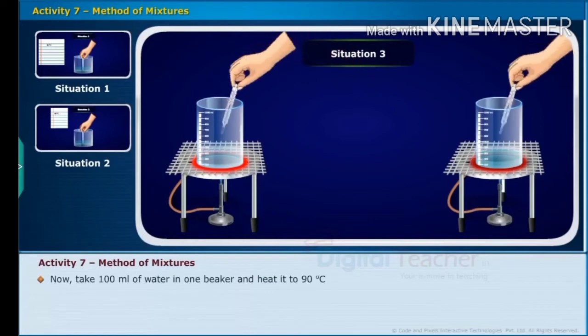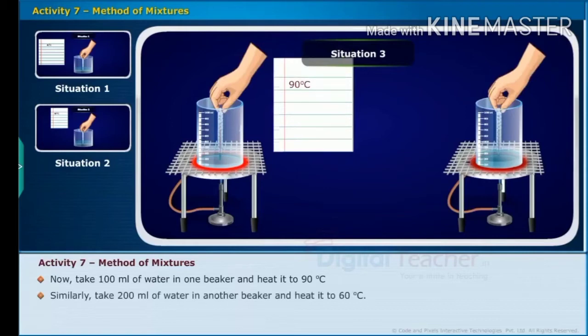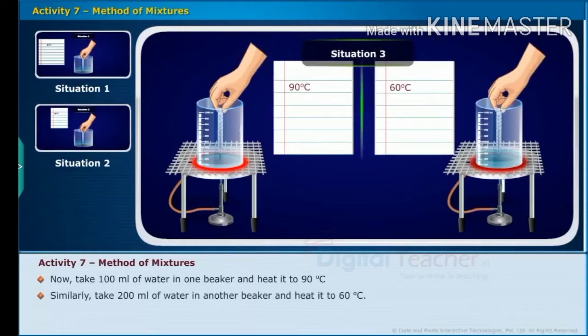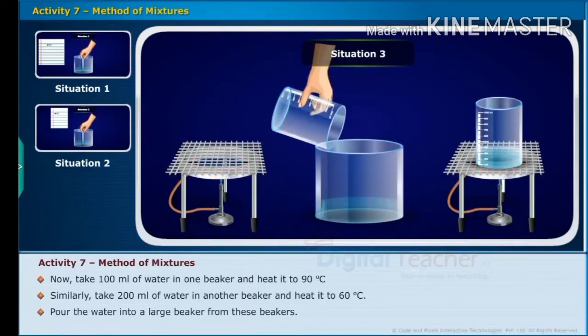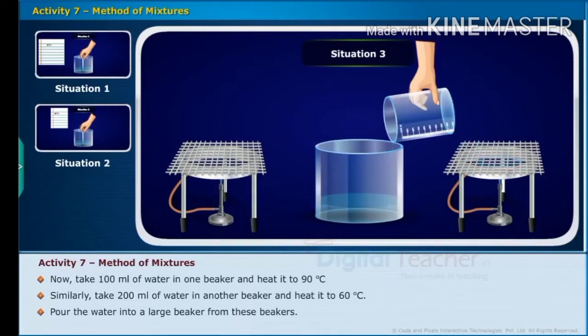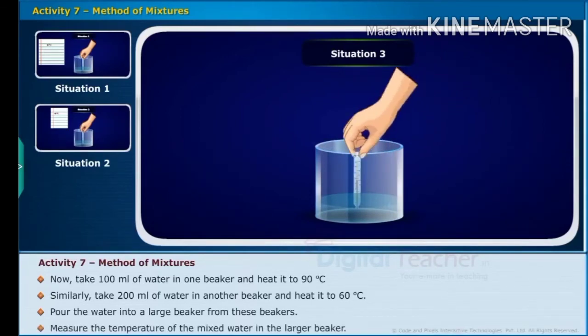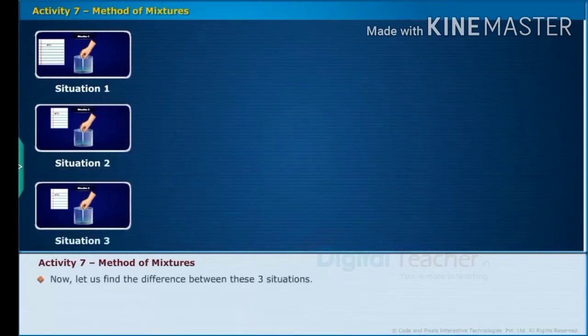Situation 3. Now, take 100 milliliters of water in one beaker and heat it to 90 degrees Celsius. Similarly, take 200 milliliters of water in another beaker and heat it to 60 degrees Celsius. Mix the water into a large beaker from these beakers. Measure the temperature of the mixed water in the larger beaker. Now, let us find the difference between these 3 situations.